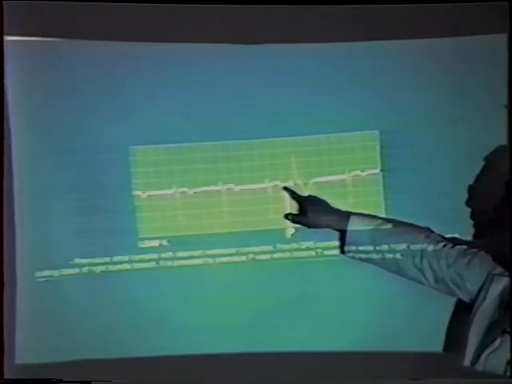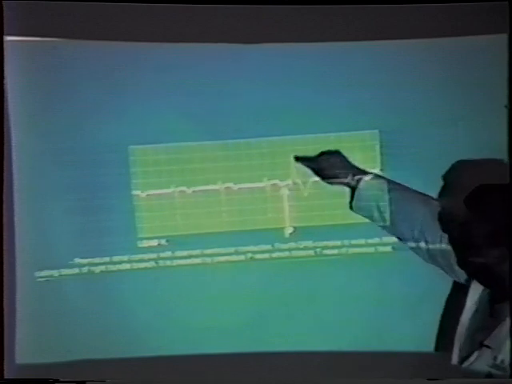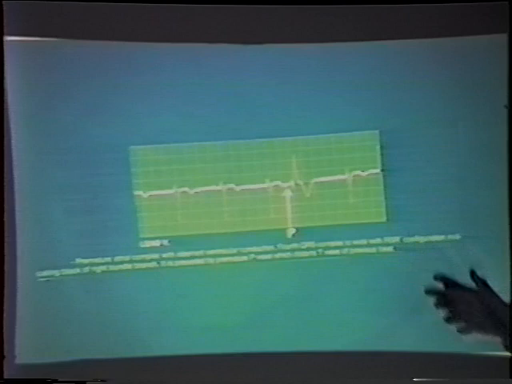Again, you differentiate that from the PVC. This is, again, V1, a little P wave here, an M complex in V1, probably aberrancy. Premature atrial contraction with aberrant conduction. Again, PAC with aberrancy. Now, if you get a whole run of those aberrant beats, then it's SVT with aberrancy. It's hard to differentiate that from VTAC many times. So if you're not sure, treat it like the worst thing.